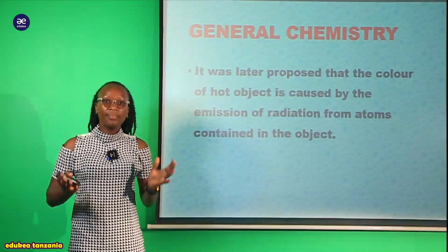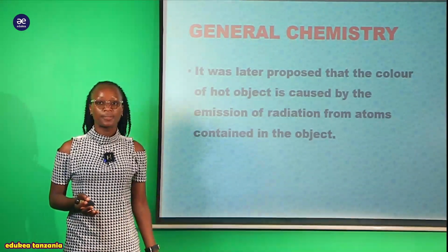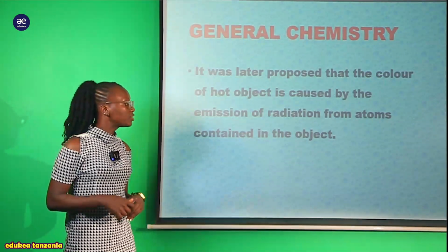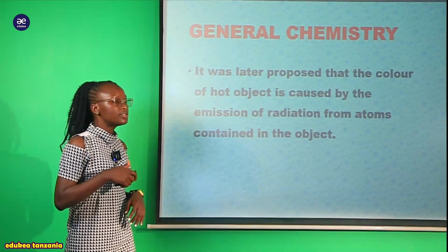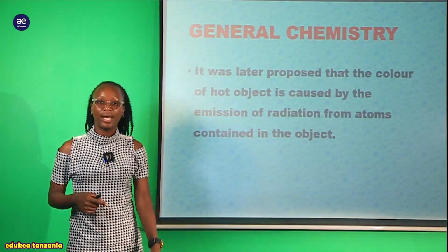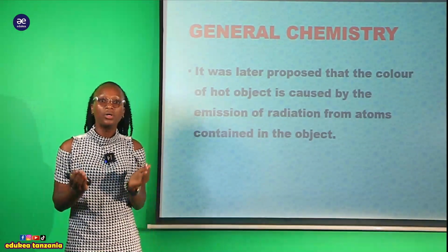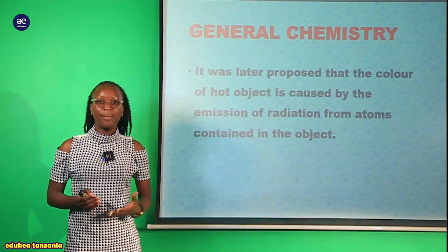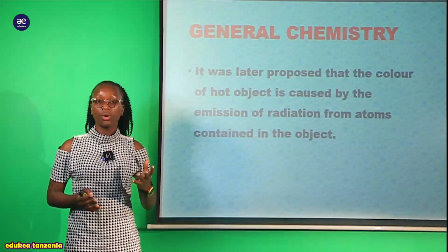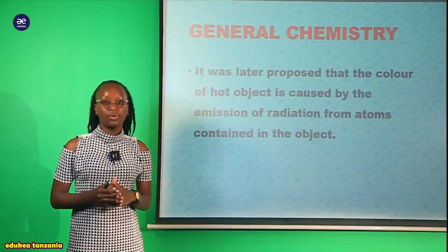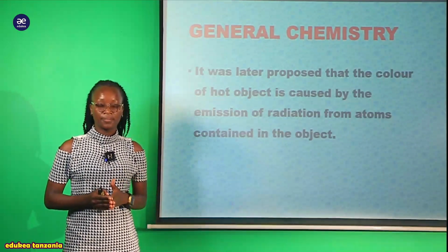It means that that object, it has some atoms. So the atoms within or contained in that object ndiyo ambayo ina display a certain color once it is hot. Ndio utakuja kuona kwamba kuna rangi maybe red, whatever the kind of color. Utakuja kuona katika issue zima ya the spectrum, utakuja kuona hizo colors zinavyokuwa displayed.